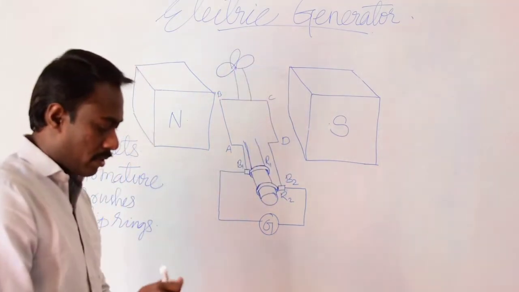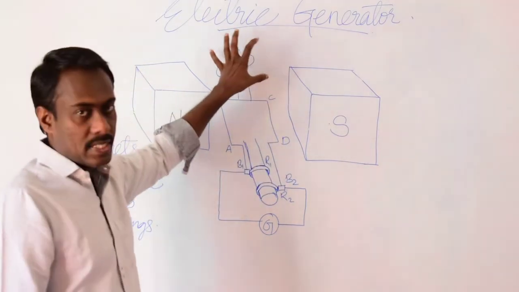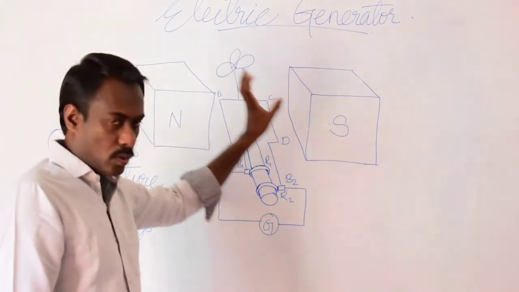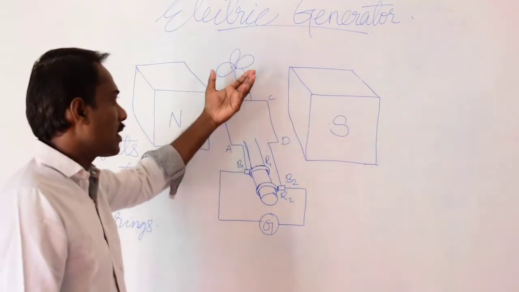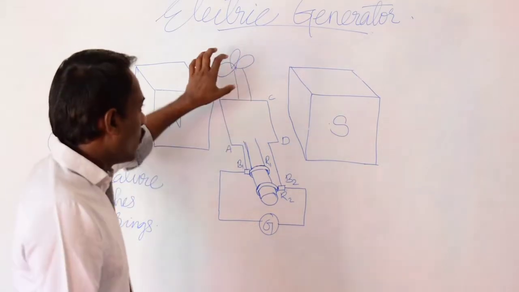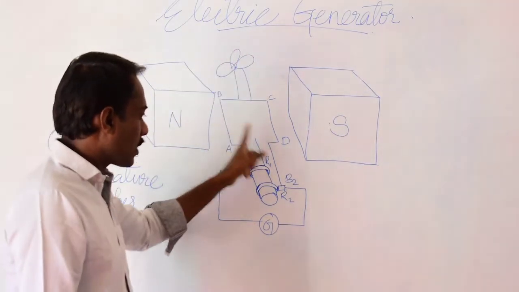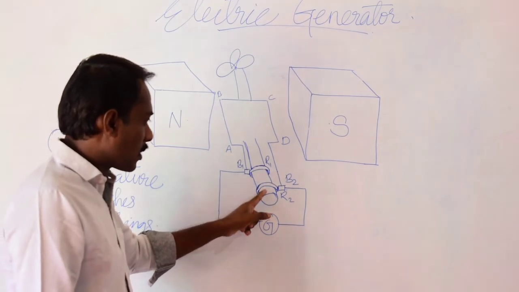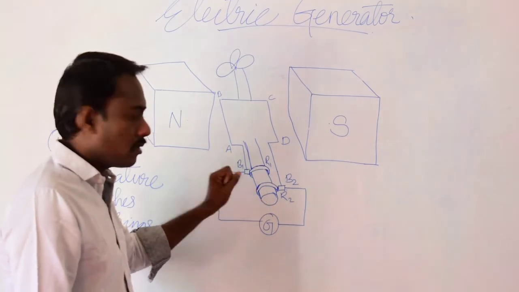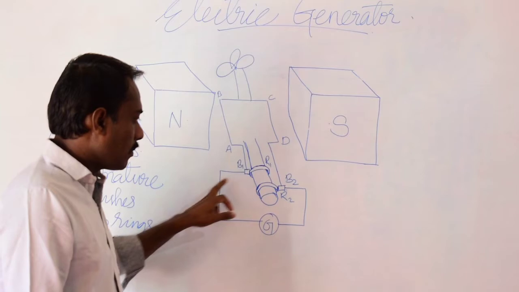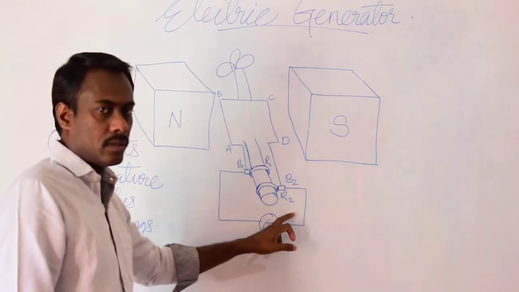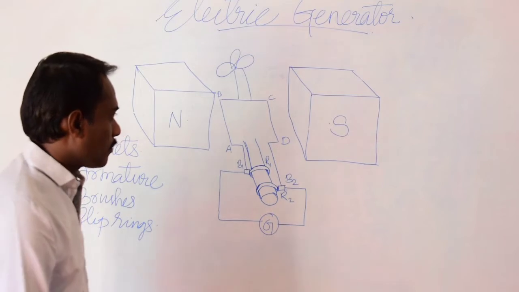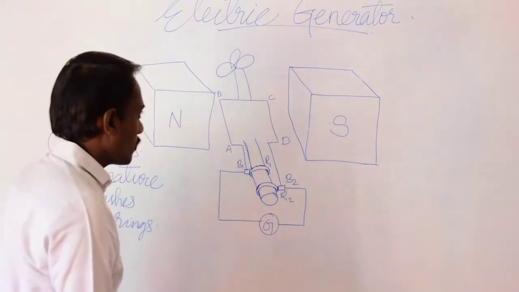This turbine may be rotated by an external force like water, or steam generated by nuclear fission. When it rotates, the coil rotates, the shaft rotates, the rings rotate, and the brushes come in contact with the rings. Then an induced current is produced, which may be traced by the galvanometer. So let's see how it works.